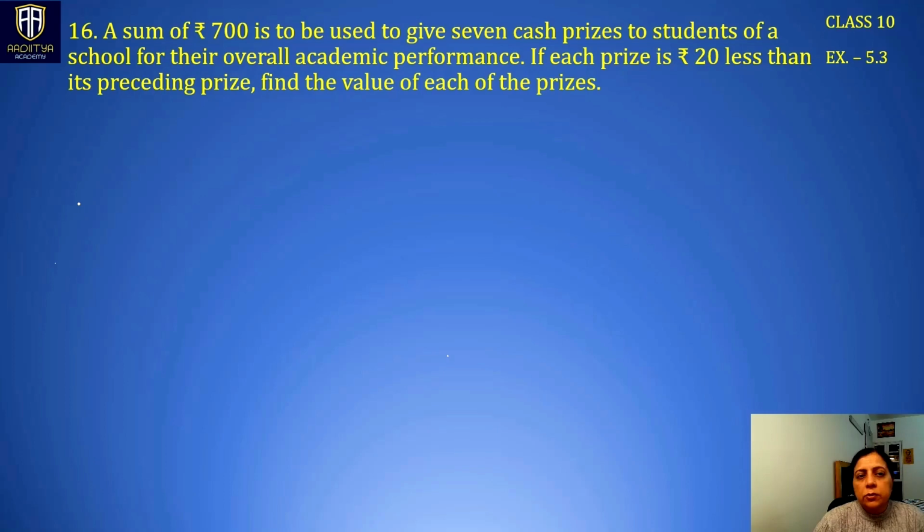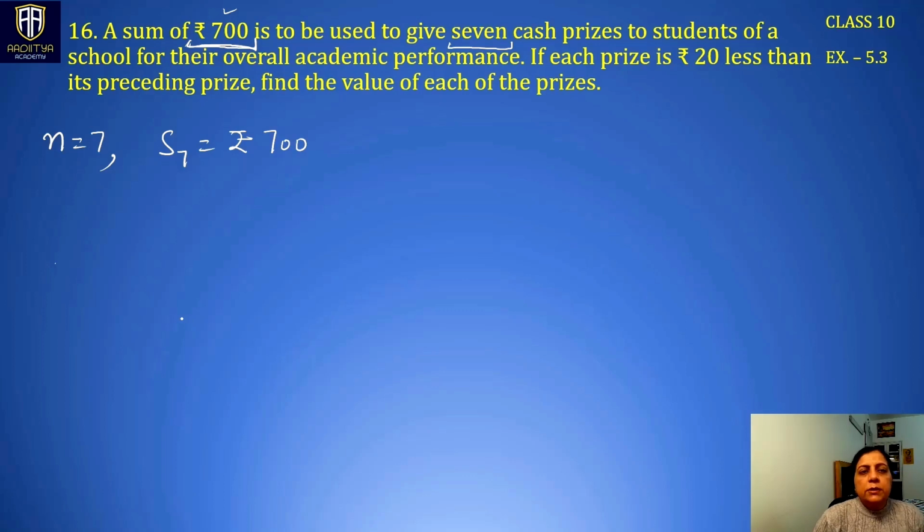Now the next question says, a sum of rupees 700 is to be used to give 7 cash prizes to students of a school for their overall academic performance. If each prize is 20 less than its preceding prize, find the value of each of the prizes. In this case, it is given that the total money that has to be distributed in the form of prize is rupees 700. And there are total 7 prizes which have to be brought from this amount. That means n here is 7. And sum of all those prices is S7, which is rupees 700.